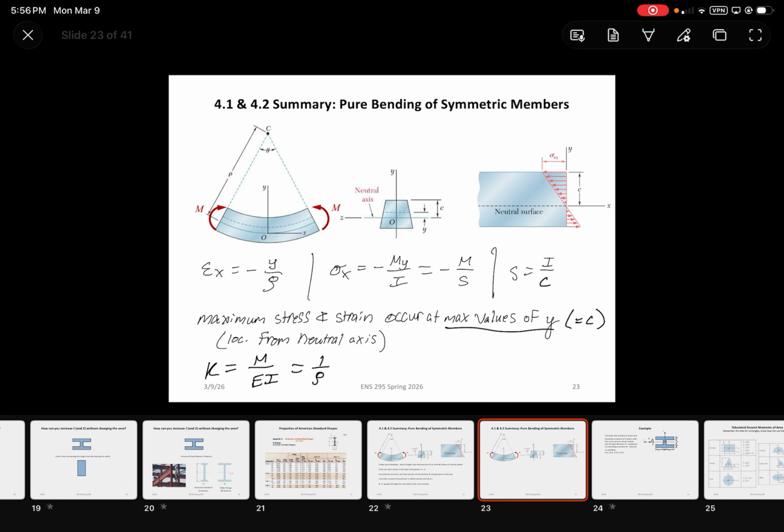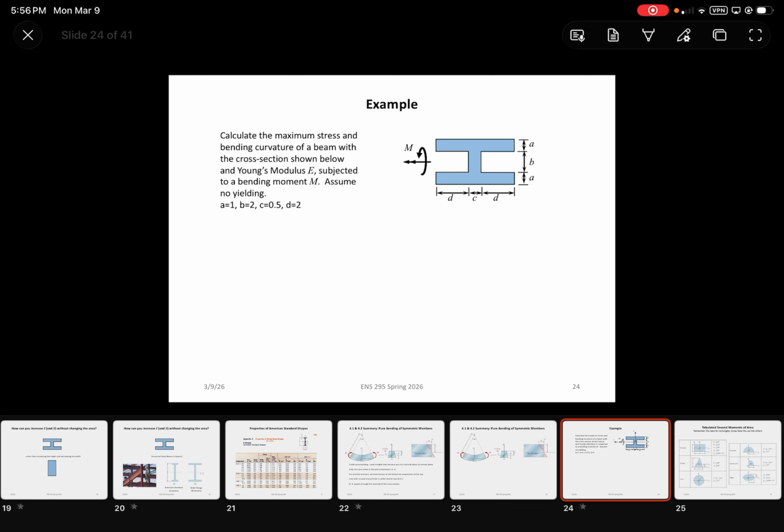All right. Now to finally see where something like this is applicable. We want to calculate the maximum stress and bending curvature on the beam that's shown. I'll give you a minute to write down the problem.